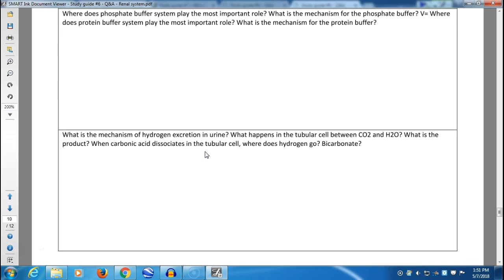So that hydrogen that goes into the filtrate will recombine with bicarbonate in the filtrate, form carbonic acid, which will dissociate into CO2 and water. CO2 will diffuse back into the tubular cell, and the whole thing starts over. So that convoluted detour is for making bicarbonate that will go into the blood and hydrogen that goes into the filtrate. So that tool, just be able to recap it, okay?